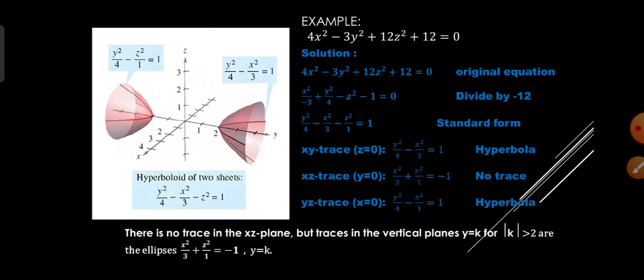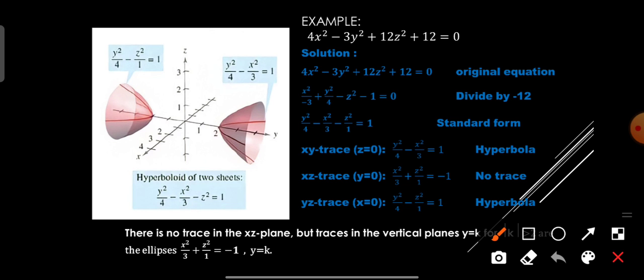So the xy trace, or x is equal to 0, is y squared over 4 minus x squared over 3 is equal to 1, which is a hyperbola. This hyperbola.